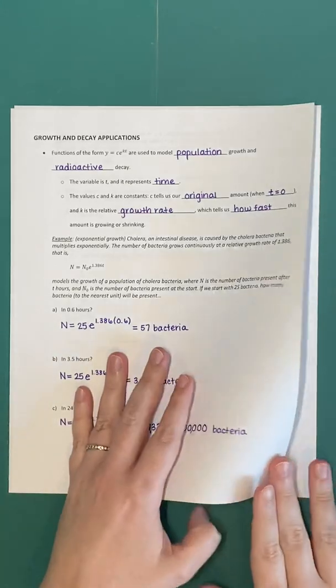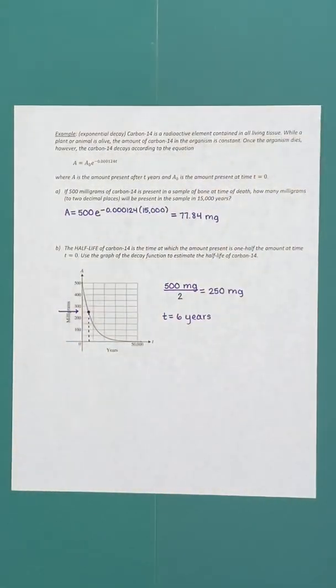Now let's look at an example where something is decaying, where it's shrinking over time. This is actually a really common example that you'll see in scientific contexts. It's called carbon dating. This is used to date organic material just based on how much carbon is left in it after it dies.